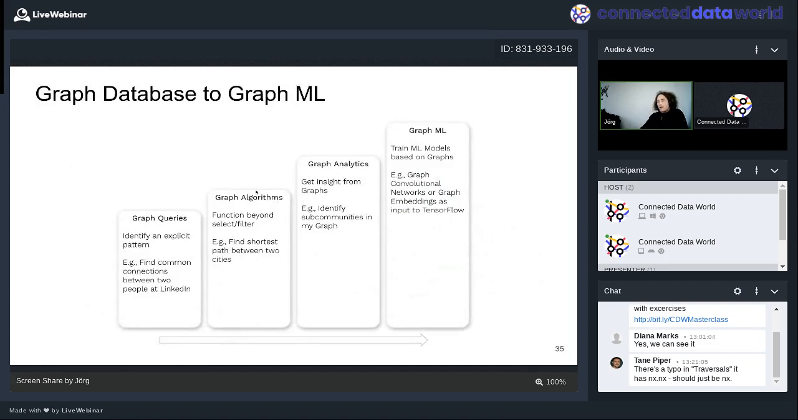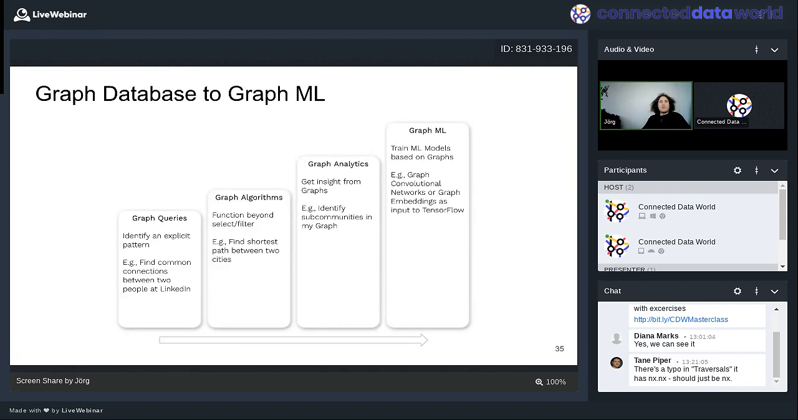So how does it fit into this picture of graph databases? I feel it's a continuum with different steps. On the one hand, we have simple graph queries, like identifying an explicit pattern, finding a common connection between two nodes in a graph. I would usually describe those as graph queries, and this is what any graph database should be good at. We basically query about that connection we mentioned in the beginning.